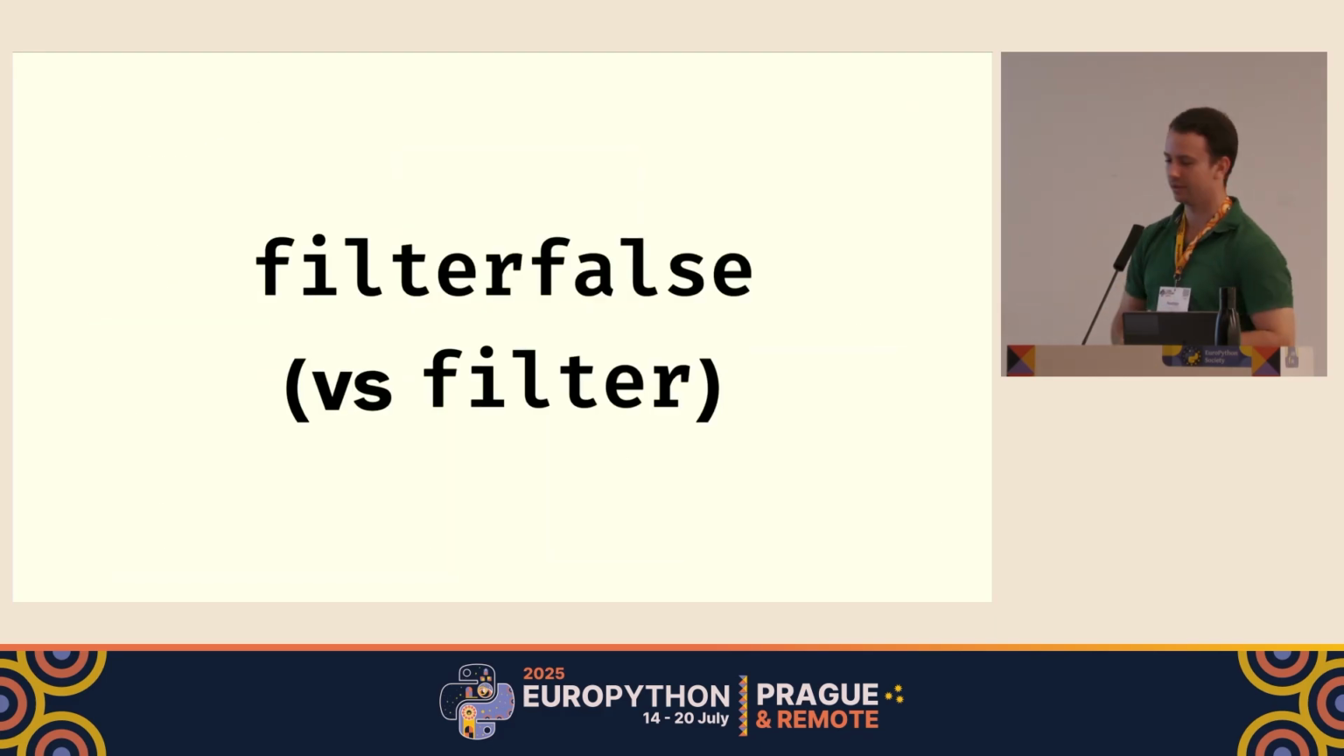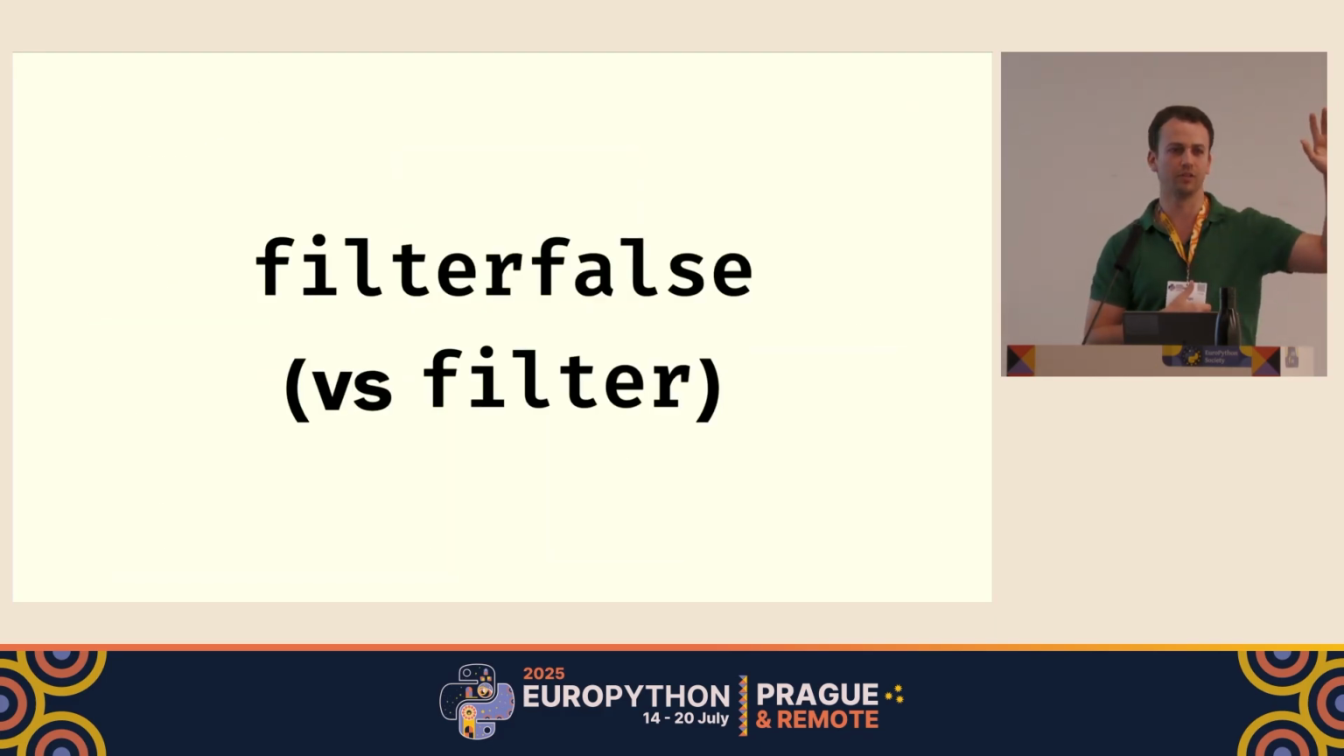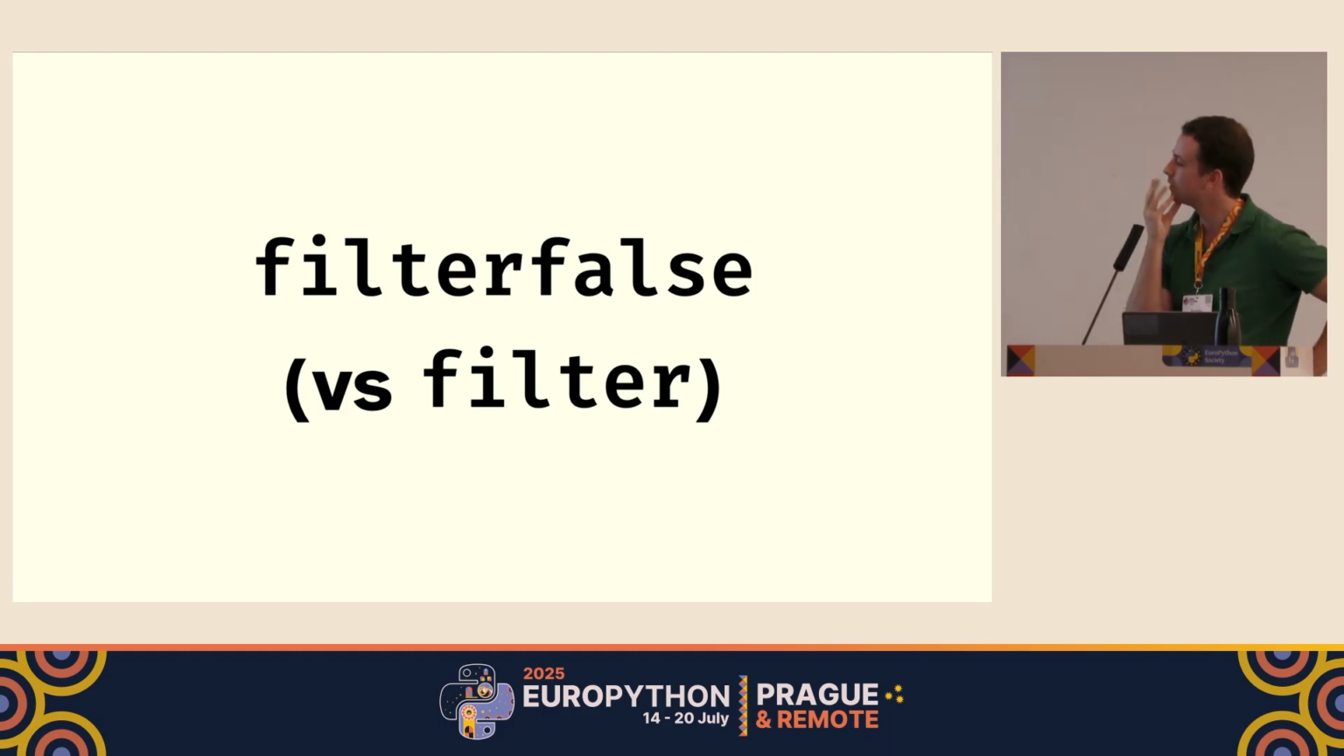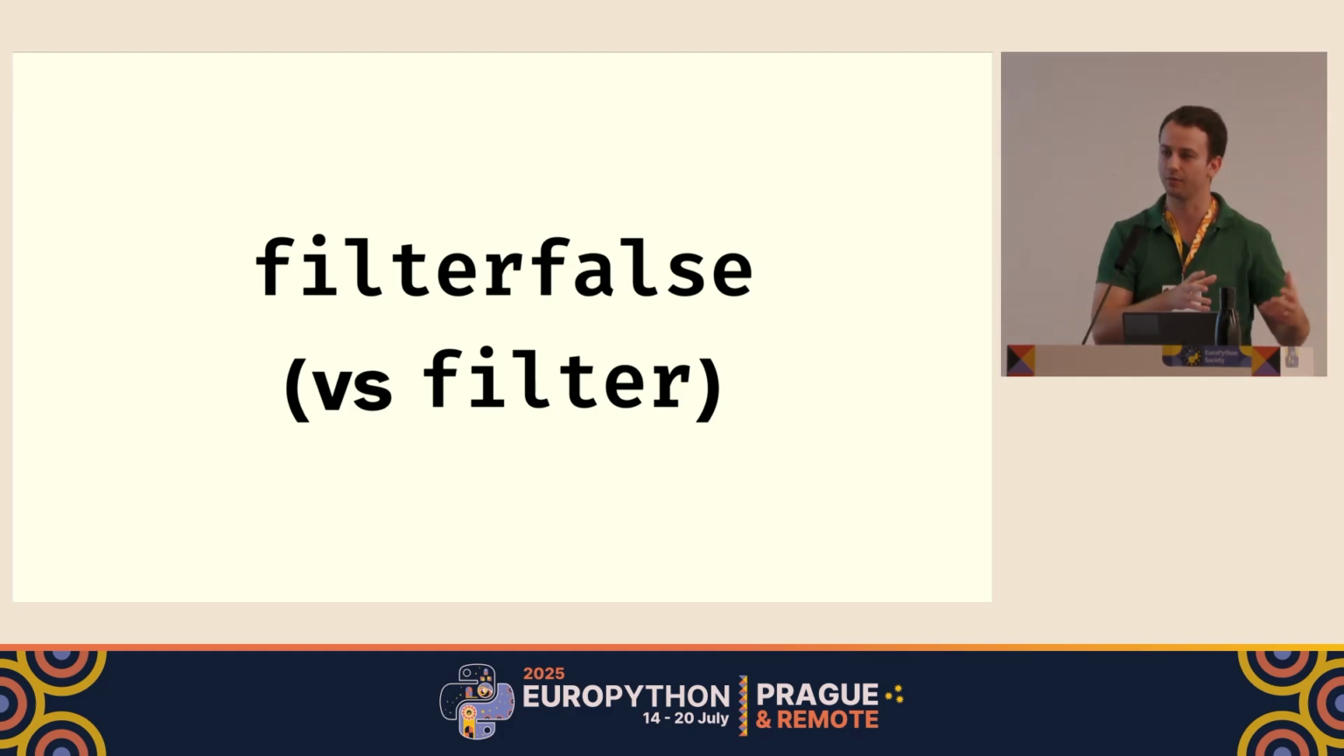So let's just talk about filter false and compare it with filter, which is a built-in. Do you still use filter from time to time, or do you just use list comprehensions instead of filter? Okay, so the folks with their hands up, please keep them just for 10 more seconds. Right, so if you use list comprehensions instead of filter, is that like an ideological thing? I'm not judging, I'm just asking.